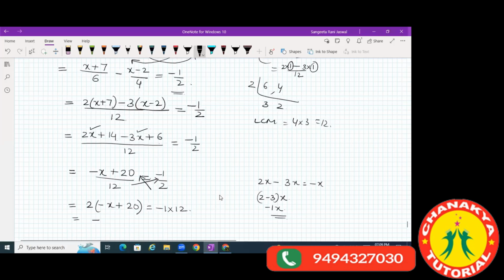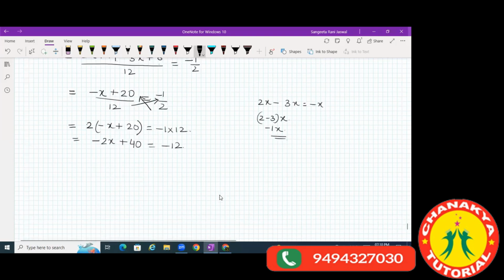And now here we cross multiplied it. So 2 multiplied with the numerator and minus 1 multiplied with 12. Now when I open the bracket, I will multiply 2 with the inside part of this bracket. So this becomes minus 2x and this becomes plus 2 into 7 is 14, and this is minus of 12. You understood this much part?